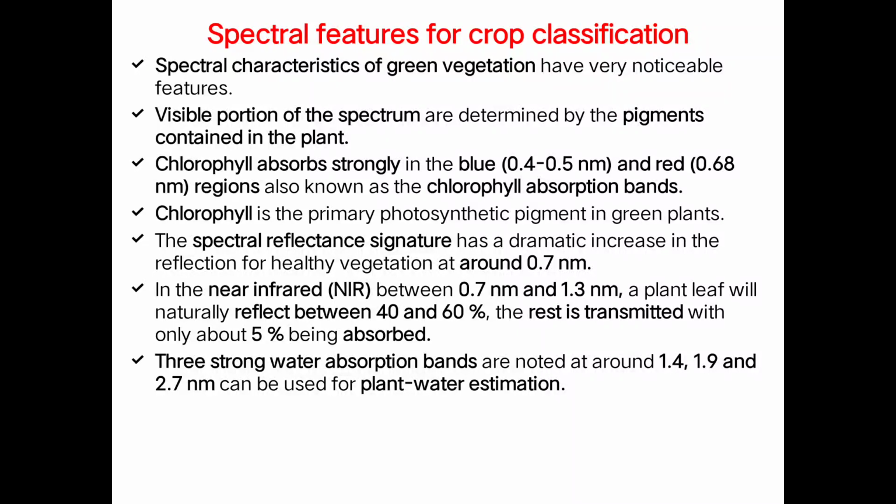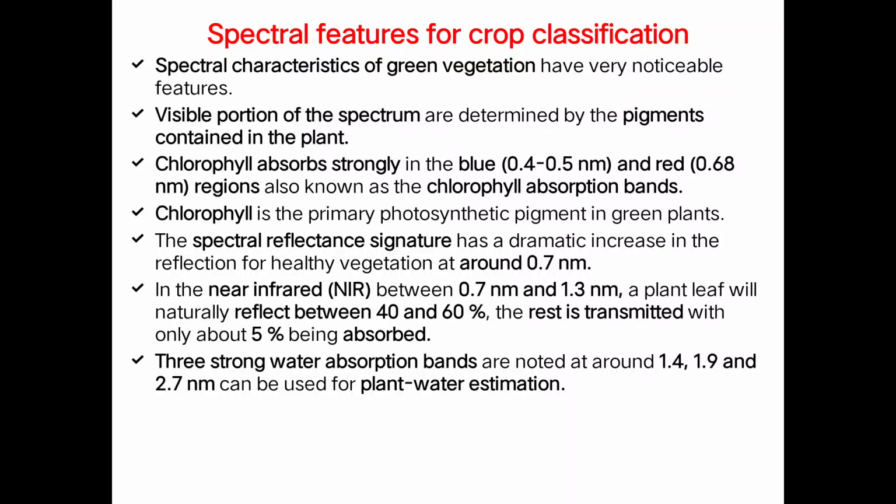Then the chlorophyll absorbs strongly in the blue region, around 0.4 micrometer, and the red region, which is absorbed in the 0.68 micrometer region. These are known as the chlorophyll absorption bands. So basically the red region and the blue region are called the chlorophyll absorption bands. Then chlorophyll is the primary photosynthetic pigment in the green plant.